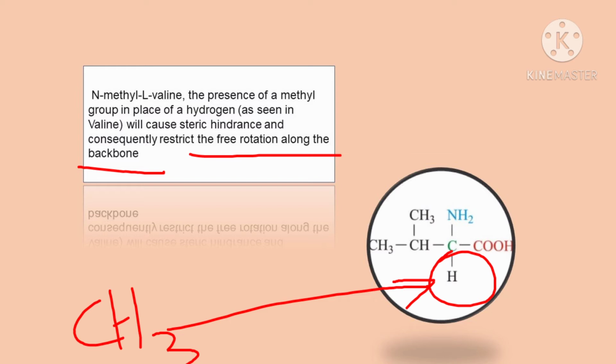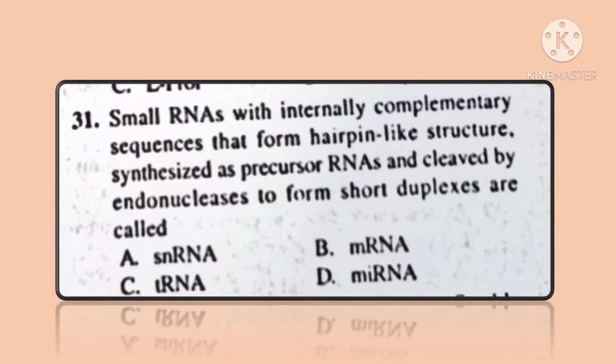along the backbone more than proline, because proline can occur in both cis and trans conformation, but in the case of alpha-methyl L-valine, it can only go for a trans conformation. So the most restricted one in the Ramachandran plot is alpha-methyl L-valine, and the most allowed one is the amino acid glycine. Okay, let's move on to the next question.